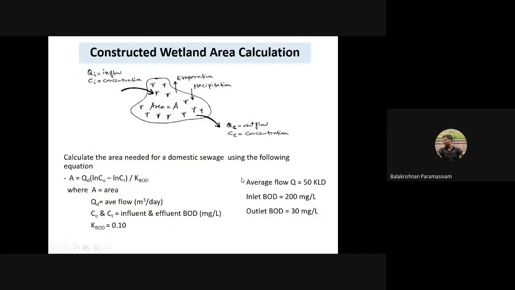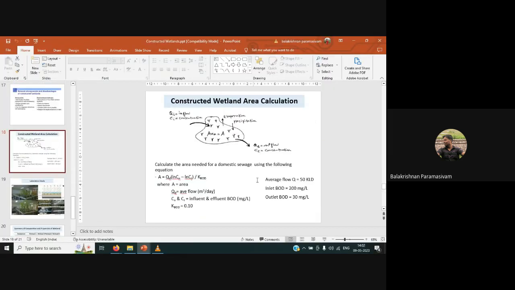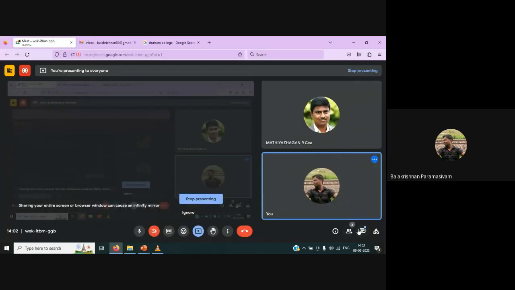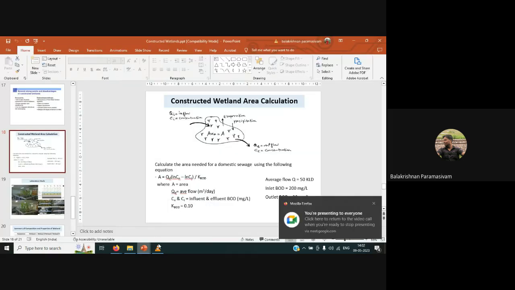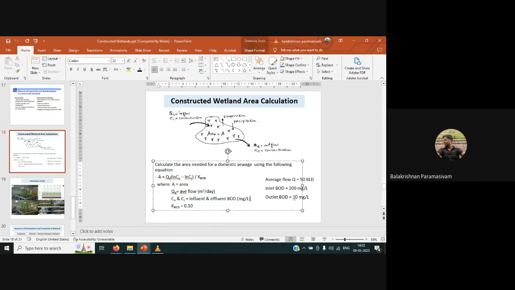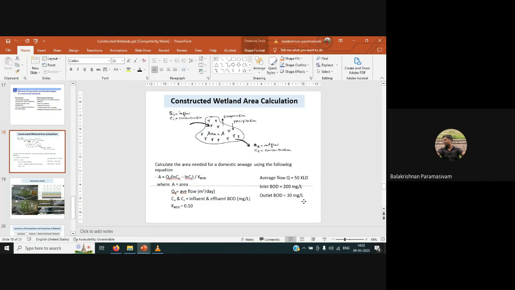What is the area required for this flow of BOD and COD? Has anyone calculated? Please calculate the area requirement. This is a simple one. I have not done the calculation, so please calculate the area for this much flow. 50 KL is 50 meter cube per day.